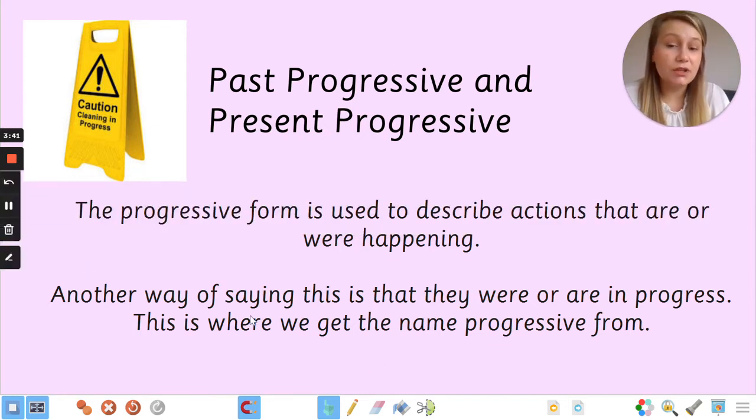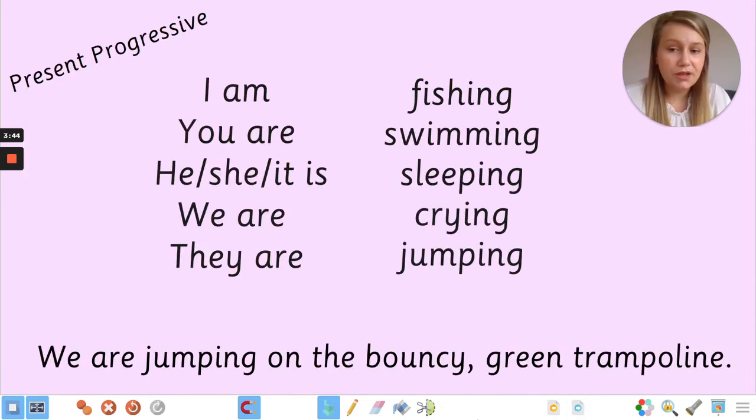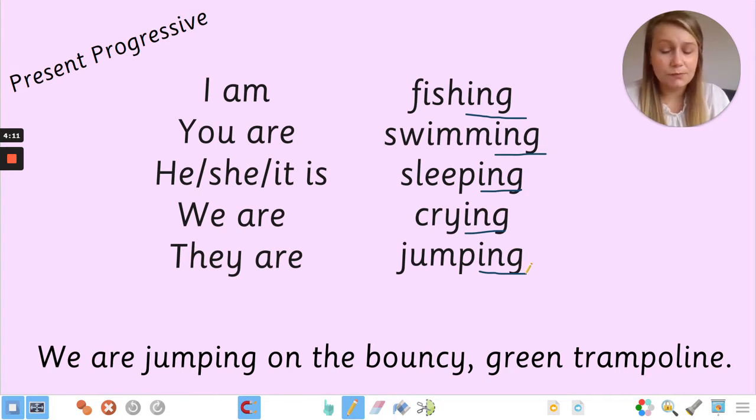Okay, so let's have a look at how we can use the progressive form. So the present progressive form will have phrases such as I am, you are, he, she, it is, we are, or they are. Okay, and when we're using this form, we will always have a verb that ends in the ing suffix, that ing sound. So I'll just underline those so that you can see that they all end in ing. And these sentences will show that something is happening right now.